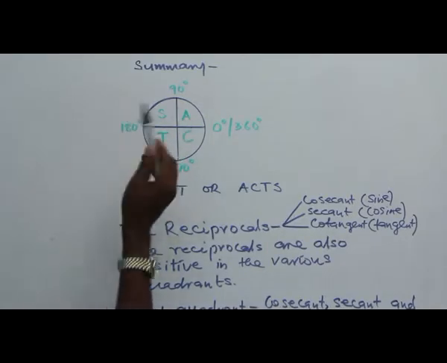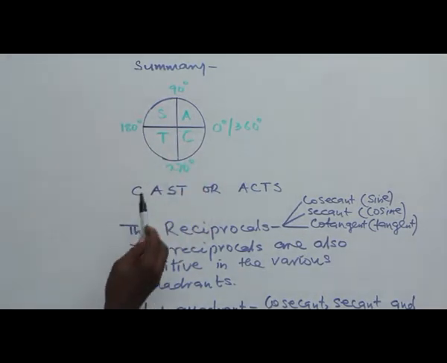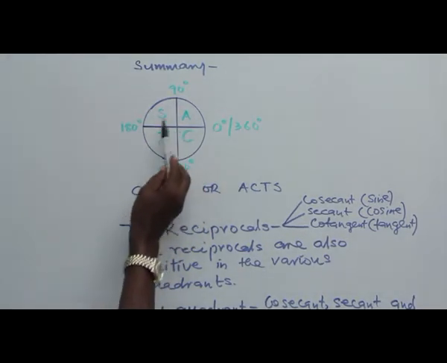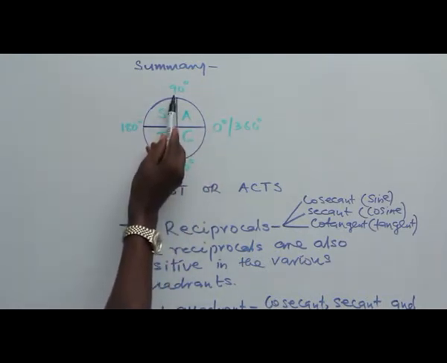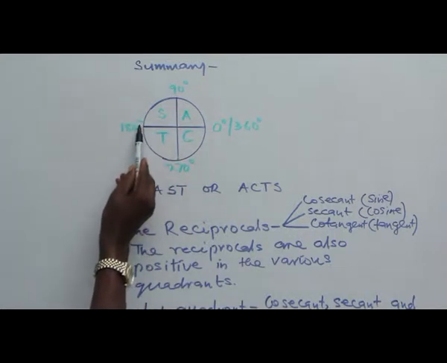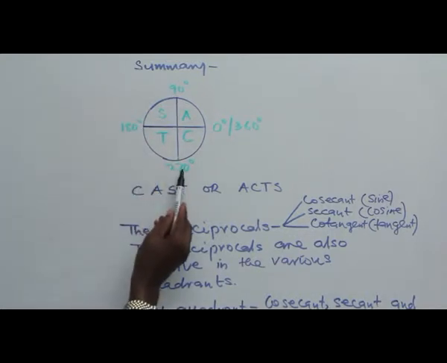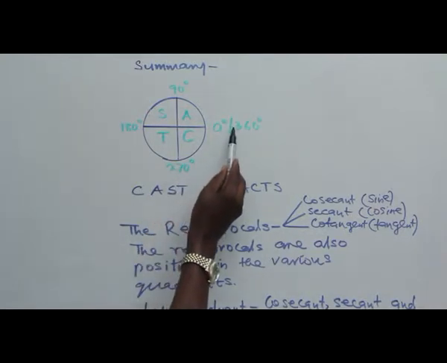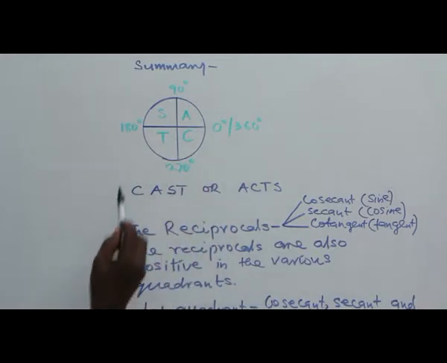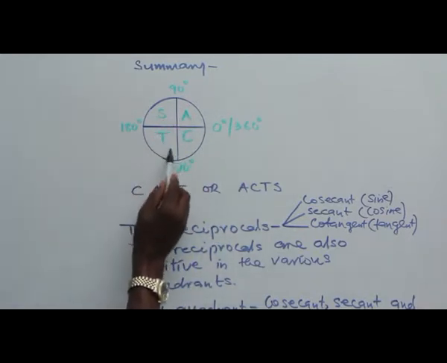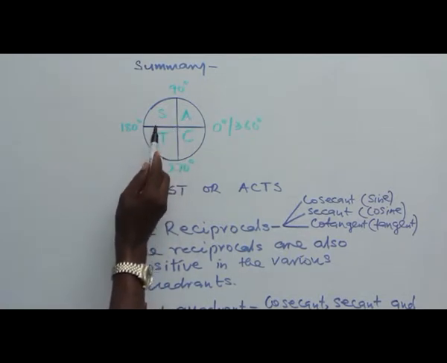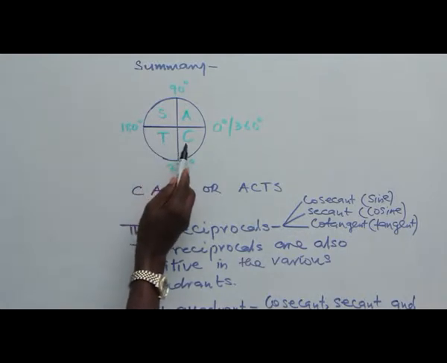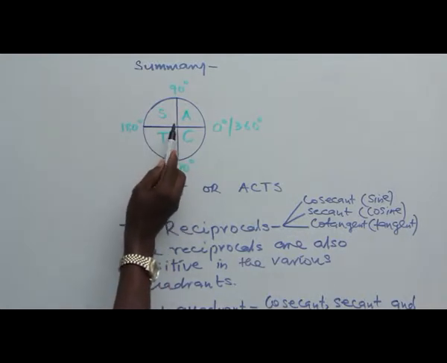Let us now summarize what we have discussed so far. In this diagram, you have, starting from 0 degrees to 90 degrees, the first quadrant; 90 degrees to 180 degrees, the second quadrant; 180 degrees to 270 degrees, the third quadrant; and from 270 degrees down to 360 degrees, the fourth quadrant. And I've written inside each quadrant a letter. The first quadrant has letter A, the second one letter S, the third one letter T, and the fourth one letter C. What does this represent?